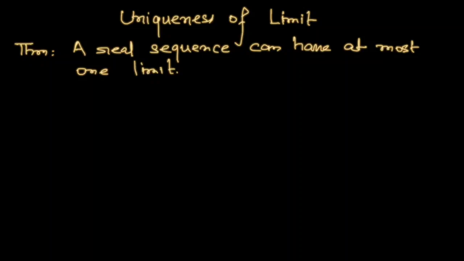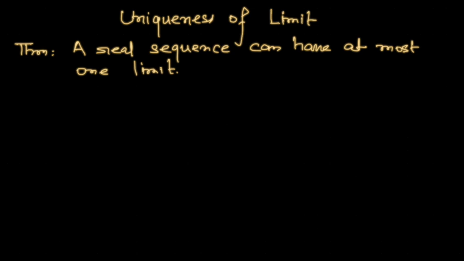Now we will look at the first result of this course, basic analysis, and it says that a sequence of real numbers, or real sequence, can have at most one limit. What this theorem tells about is the uniqueness of the limit. It does not guarantee that you always have a limit, but if there is a limit, then it will be unique. Before going into the proof, let's see what happens when we have two limits.